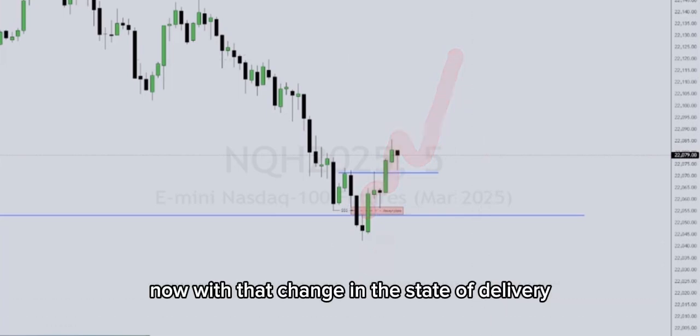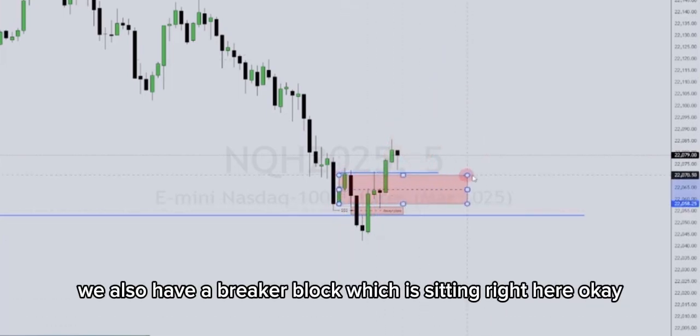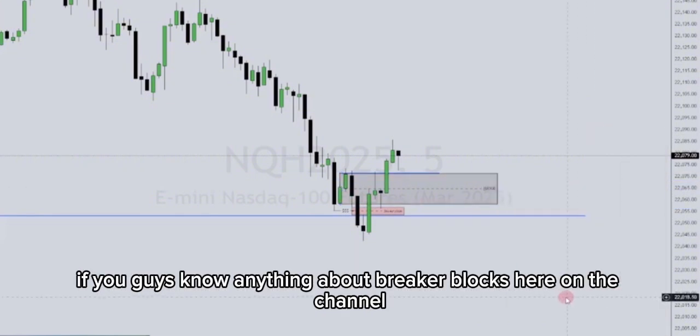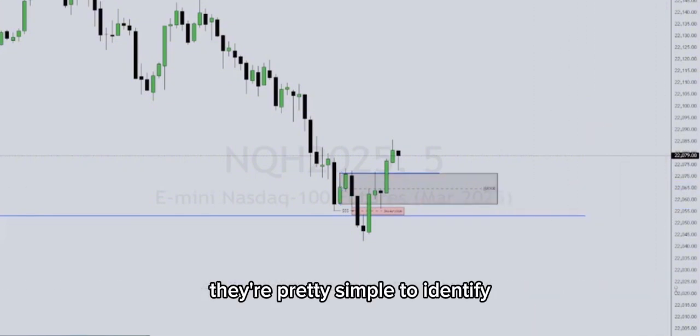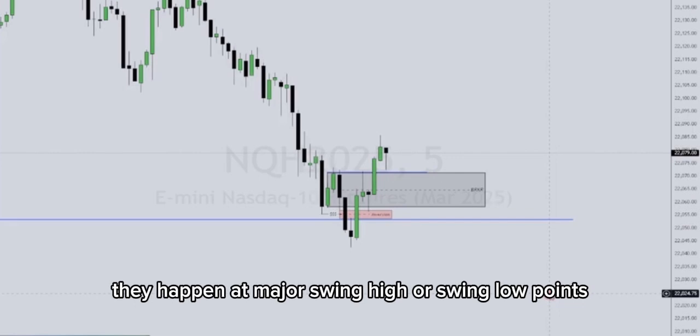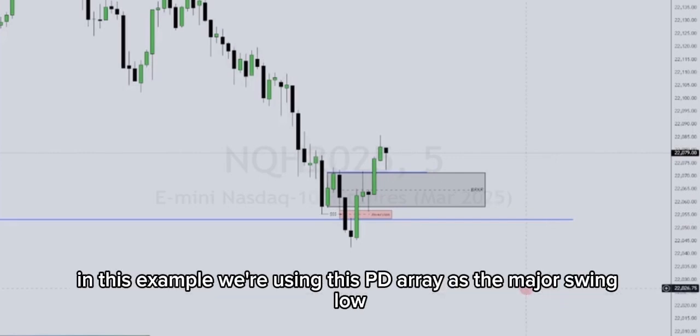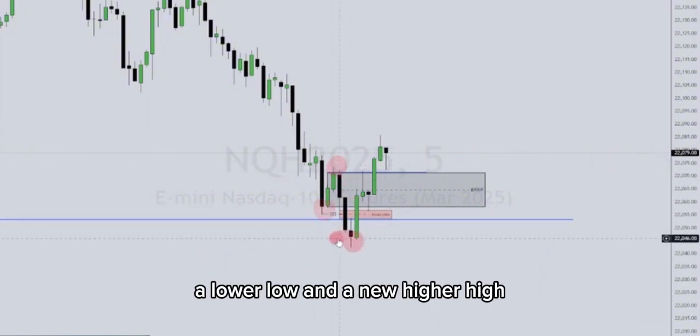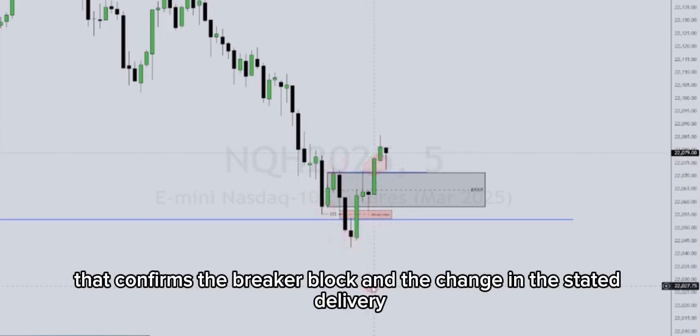Now, with that change in the state of delivery, we also have a breaker block, which is sitting right here. Okay. If you guys know anything about breaker blocks here on the channel, they're pretty simple to identify. They happen at major swing high or swing low points. In this example, we're using this PD array as the major swing low. We get a low, a high, a lower low, and a new higher high. That confirms the breaker block and the change in the state of delivery.